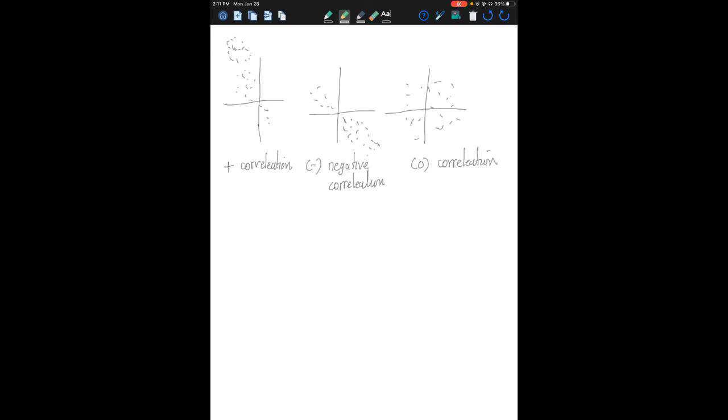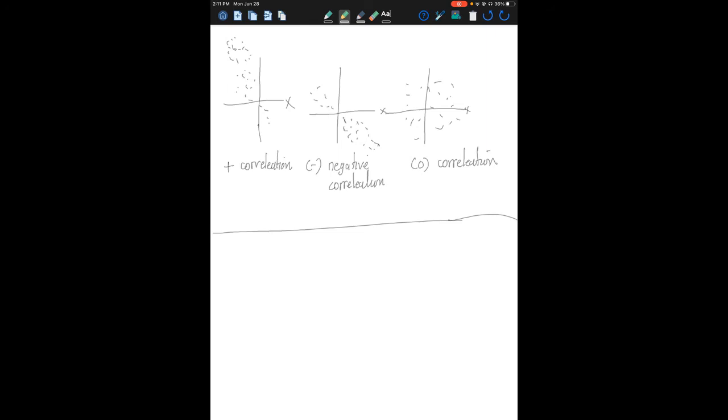So that was that, and let's move on to a new concept. I will be moving on to writing equations of a line from a table.